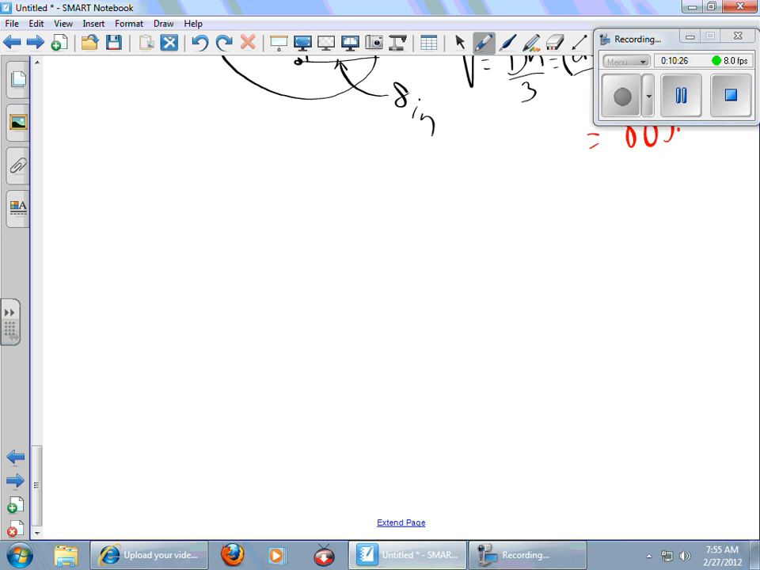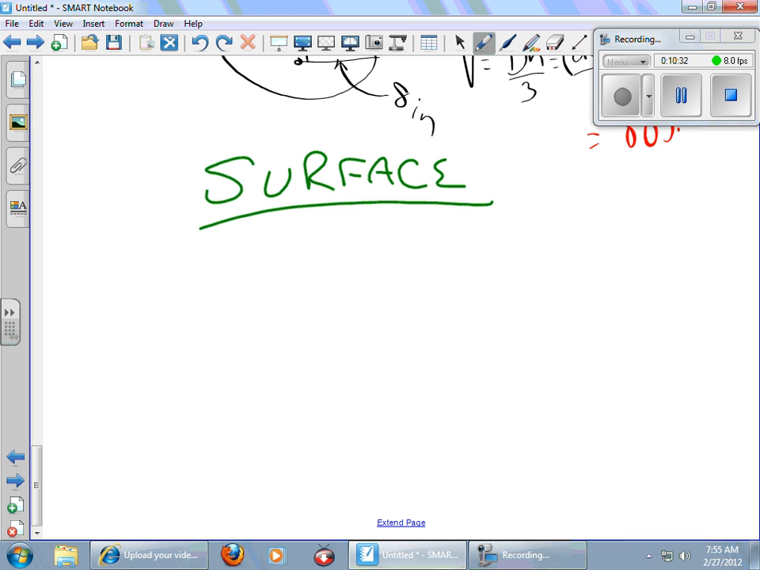All right, to do the surface area, we need the formula because there is no simple way to do this.